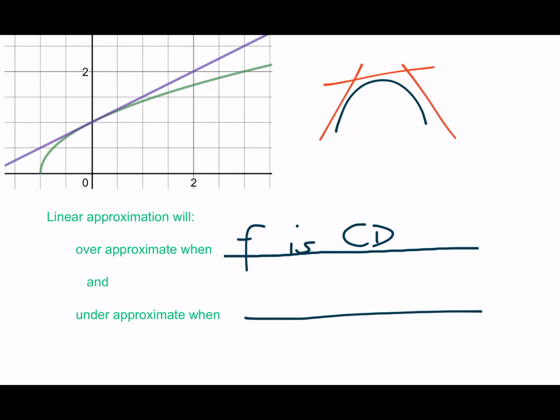All right, and I'll have over approximations when I use the tangent line to approximate true values. And then when f is concave up, it'll under approximate. So if I take a curve that's concave up, the tangent lines will always be under the curve. And so if I'm using the tangent line to approximate the values of the curve, it's going to be an under approximation.